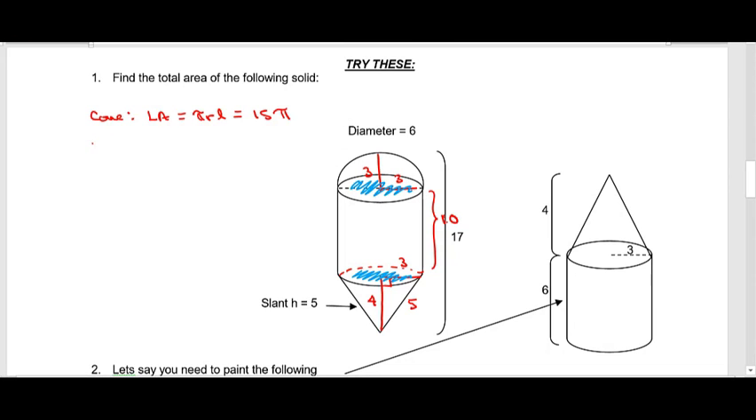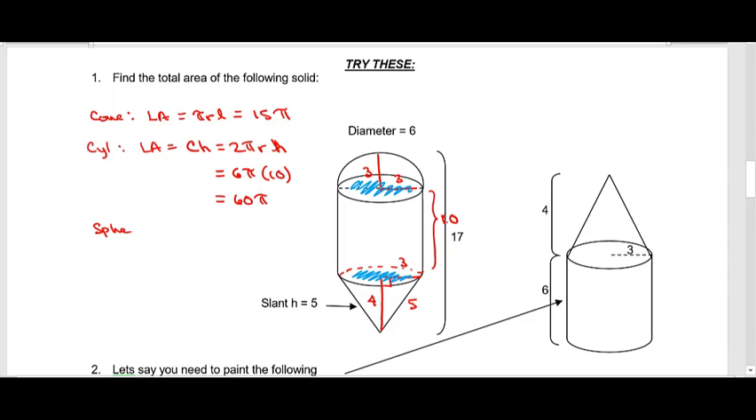So let's take a look at the cylinder, which we're going to find the lateral area for. For a cylinder, it's just going to be the circumference times the height, or 2 pi r times the height. The radius is still 3, so it's going to be 6 pi times the height, which is 10. So it's just going to be 60 times pi. We're going to leave it in that form, 60 pi and 15 pi, in exact form, because it's exact.